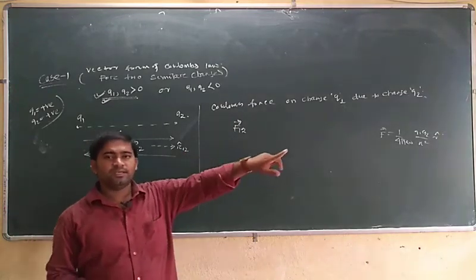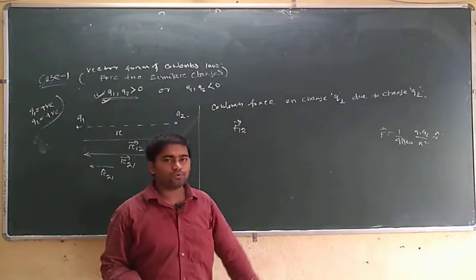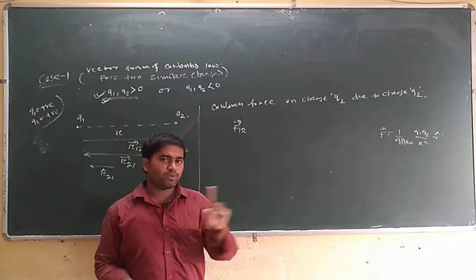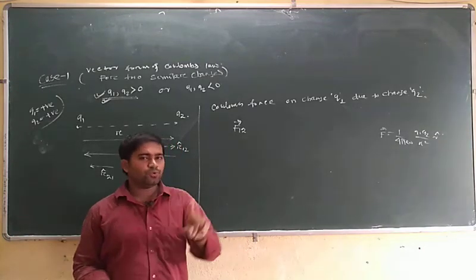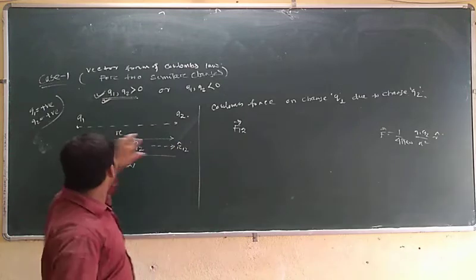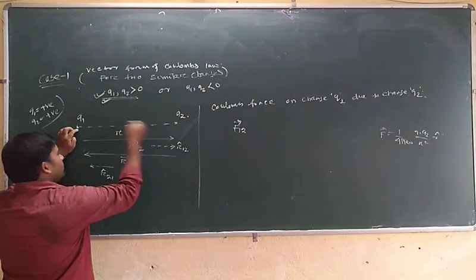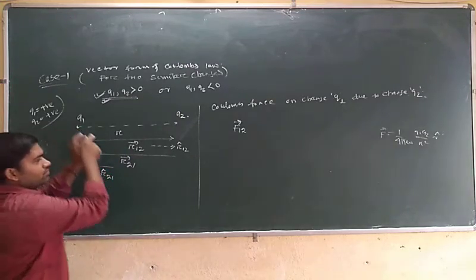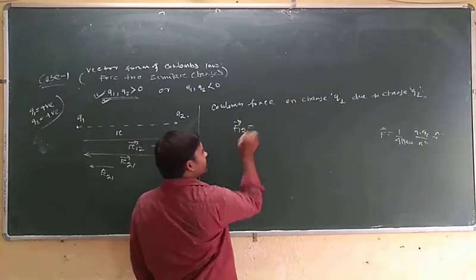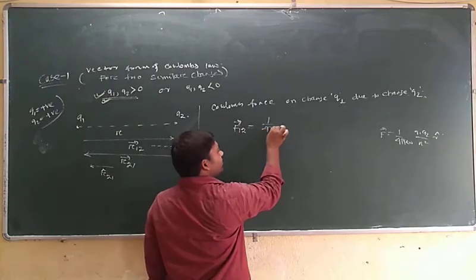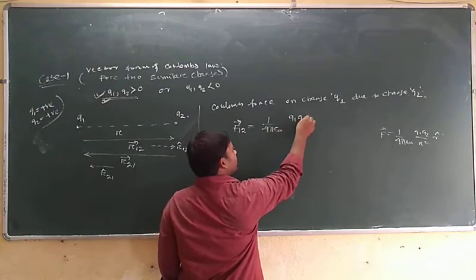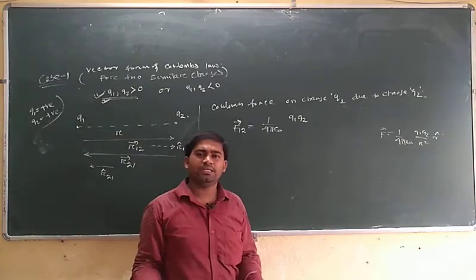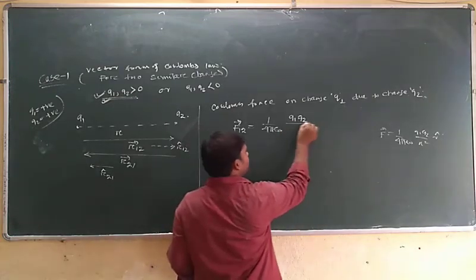F12 vector means here the action starts from q2 and ends at q1. So there is a displacement taken from 2 to 1 direction. Force on q1 because of q2 means action starts from q2 and ends at q1. So that's why we write F12 vector as 1 by 4 pi epsilon naught q1 q2, because there is a product sign in between. You may write q1 q2 or q2 q1, so there will be no change.